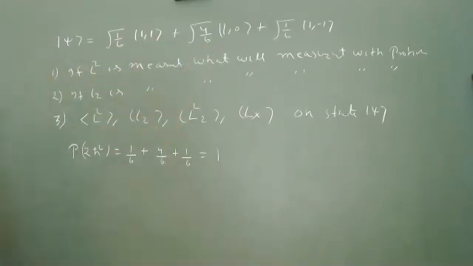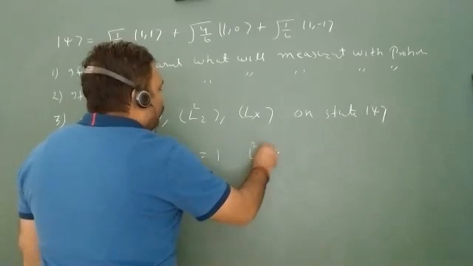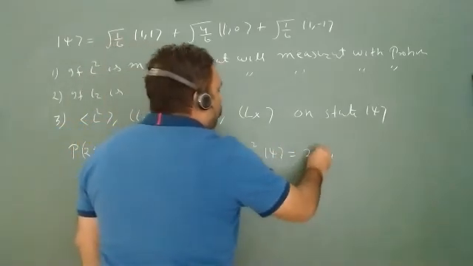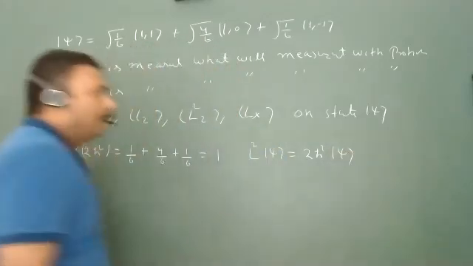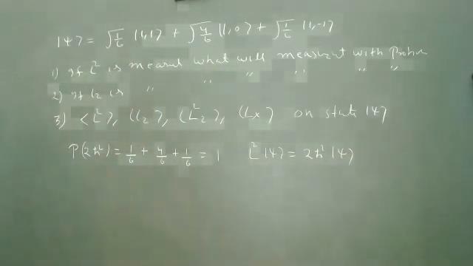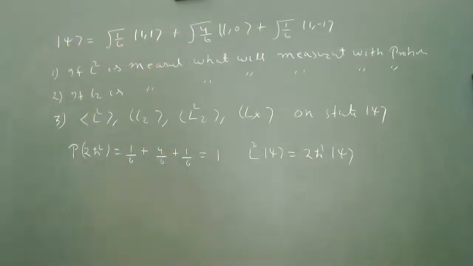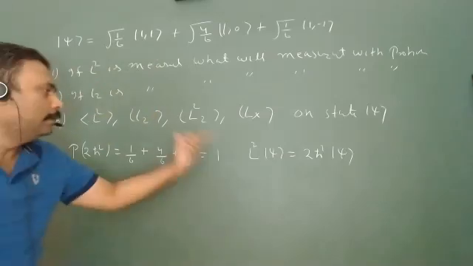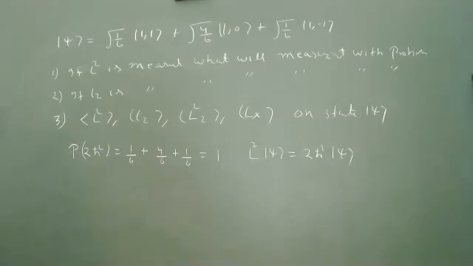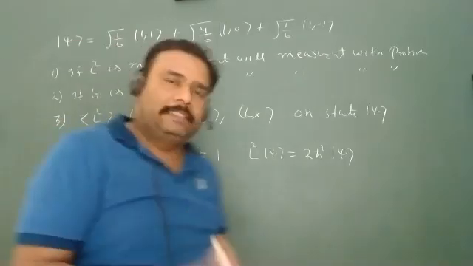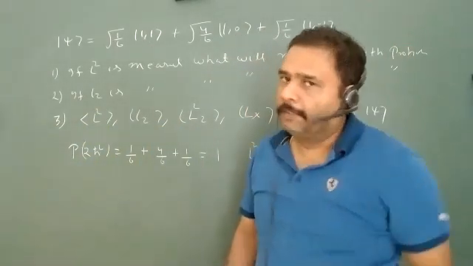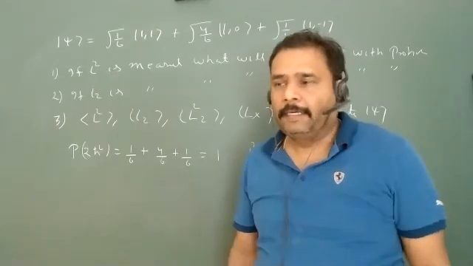And you can figure it out. If I operate L square on psi, you will get exactly 2h cut square psi. The problem is very interesting: this psi is an eigenstate of L square. So the probability of measuring that is 1. Whenever you measure an eigenstate of any operator, the probability will always be 1. You can check anytime.